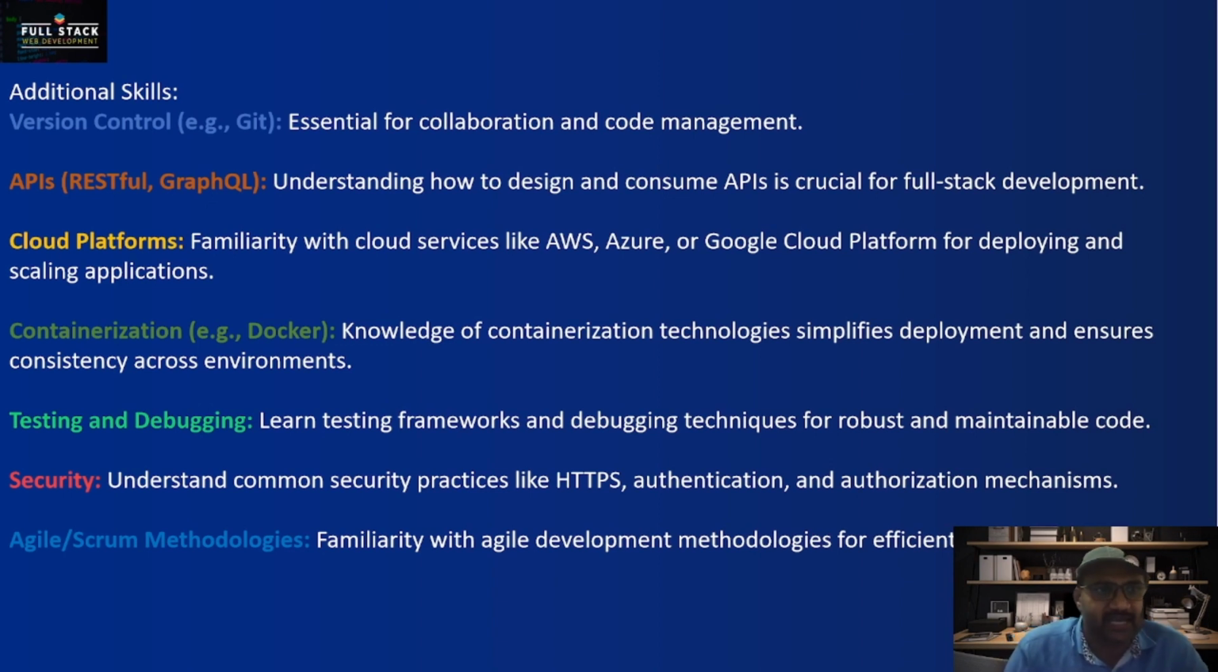And additional skills, guys. Number one is version control, for example Git, essential for collaboration and code management. Then APIs, either RESTful API or GraphQL, guys. Understanding how to design and consume APIs is crucial for full stack development. Cloud platforms: familiarity with cloud services like AWS, Azure, and Google Cloud Platform for deploying and scaling applications, guys, that's very important. Containerization, for example Docker. Knowledge of containerization technology simplifies deployment and ensures consistency across environments.